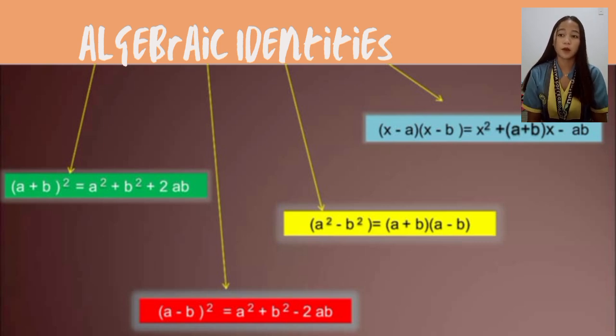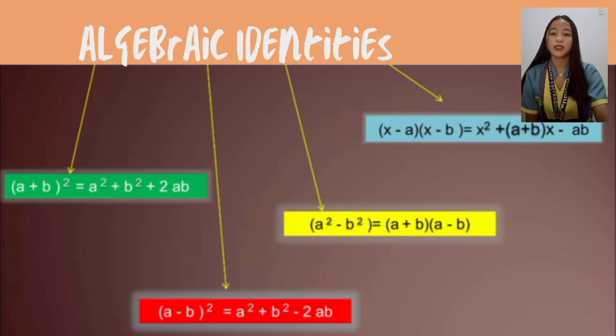So we have the first example, a plus b raised to the power of 2 is equal to a squared plus b squared plus 2ab. And the next is a minus b raised to the power of 2 is equal to a squared plus b squared minus 2ab. And the next is a squared minus b squared is equal to a plus b multiplied by a minus b. And the last, x minus a multiplied by x minus b is equal to x squared plus a plus b x minus ab.